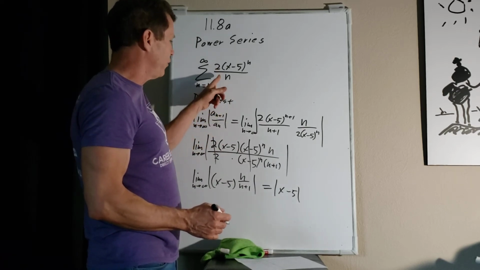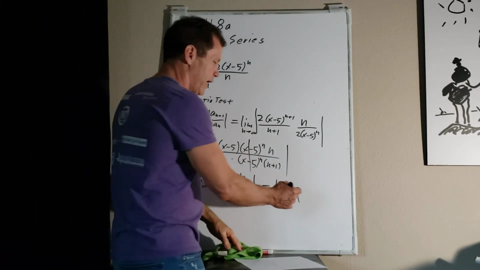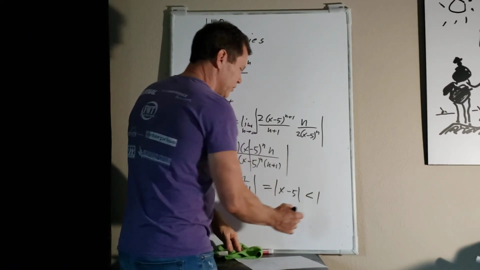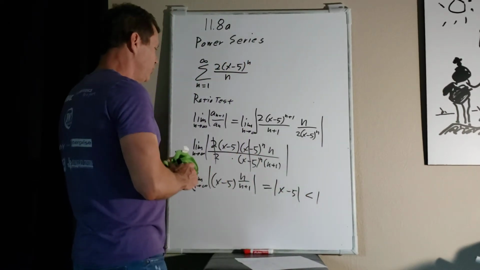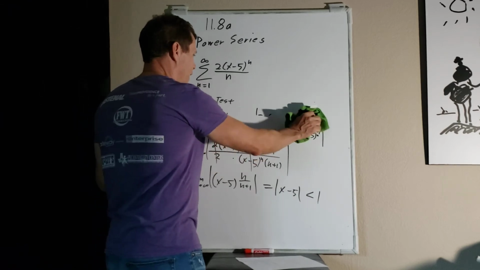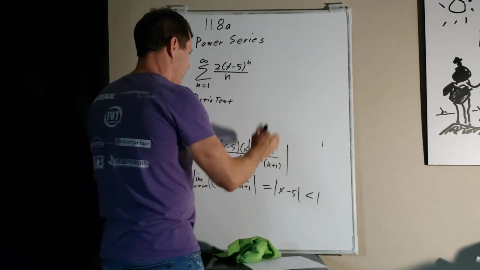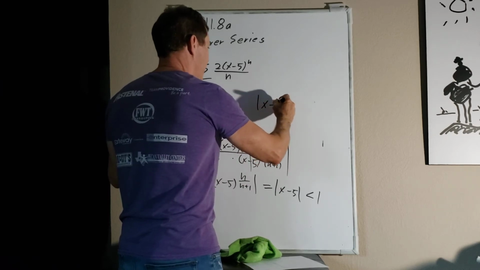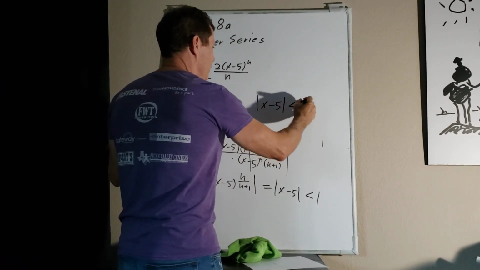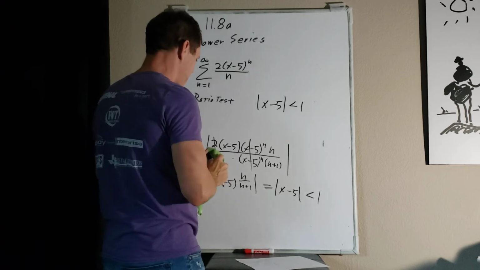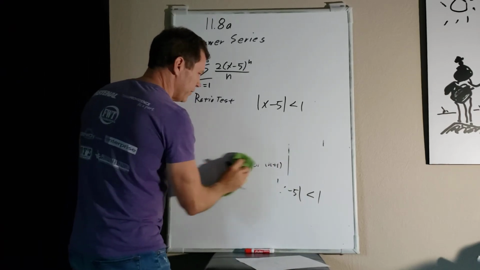So if I want to find out where this works, I've got to make this right here less than 1. Since I used the ratio test, I need the absolute value of x minus 5, because this was the limit, to be less than 1. That's what we're working on. How do I make that happen?